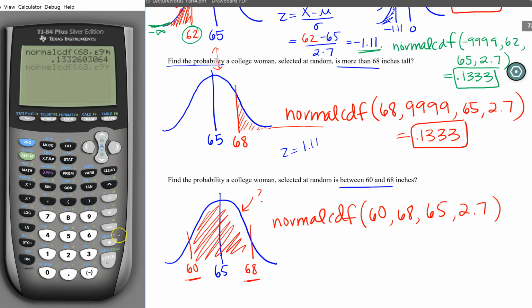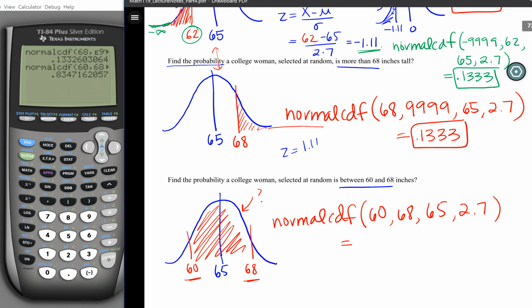So this one is particularly easy in that I just did my second enter to bring this back, and I don't have to do anything crazy in terms of that E99 business. I don't have to think about infinity at all because I have bounds on both sides. I can just press enter, and this is 0.8347. Doing this with the table requires me to calculate not only one but two z-scores, then look them both up and subtract the smaller probability from the bigger probability.